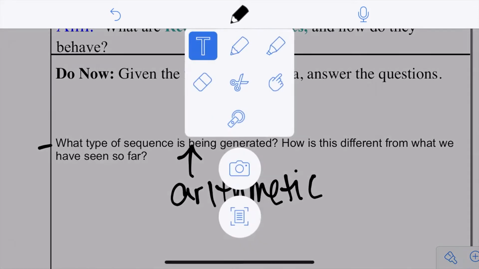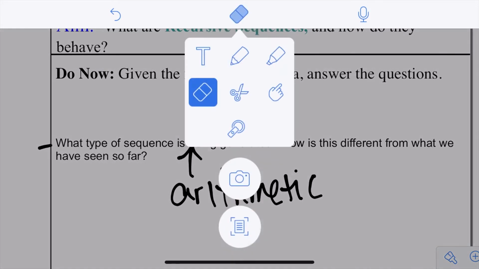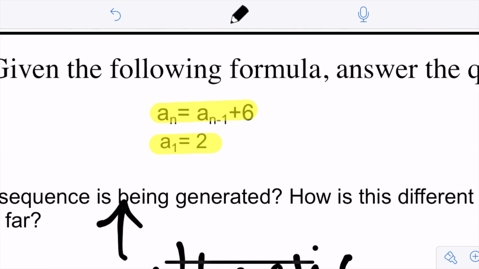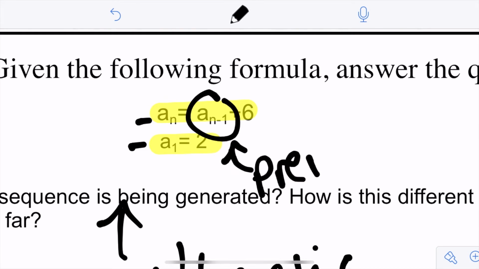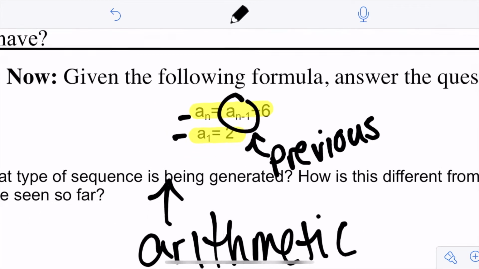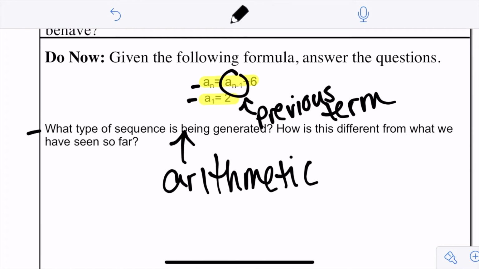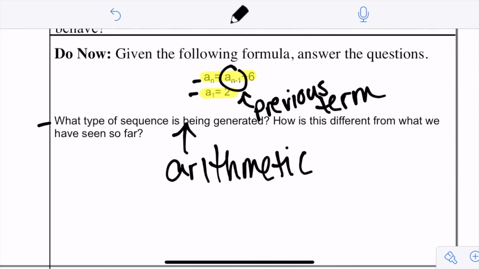Okay, the next question asks, how is this different from what we've been doing so far? The reason this is different is because of a few things. Here we see that they're giving us two equations, so it's no longer just going to be one equation. We also see that they're giving us a of n minus 1, so that means this sequence relies on the previous term. We no longer are just solving for one term. You also need to know the previous term in order to solve for the next term. So that's why this is a little bit different than what we've seen so far.